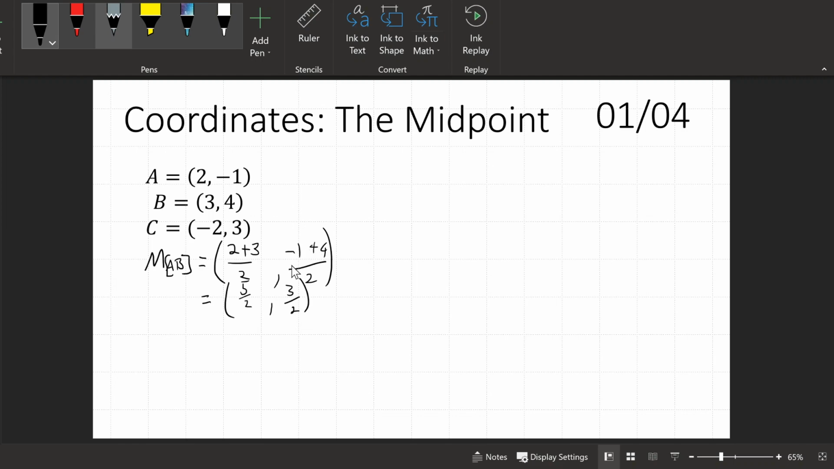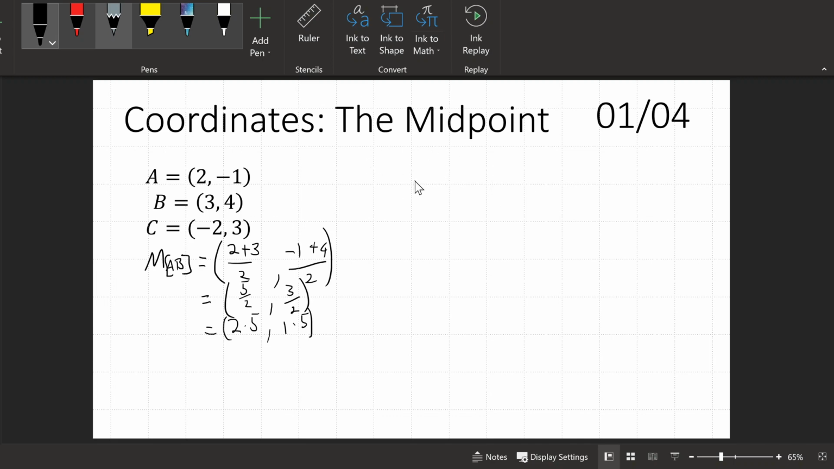Again, you will need to be able to know how to add and subtract negative numbers, okay? And just giving that in decimal form is going to be 2.5 and 1.5. And again, this should be each of these values. The x value should be halfway between these two values. So it makes sense that 2.5 is halfway between 2 and 3. And 1.5 is halfway between -1 and 4. If we thought of that on a number line, it should be like halfway between them.